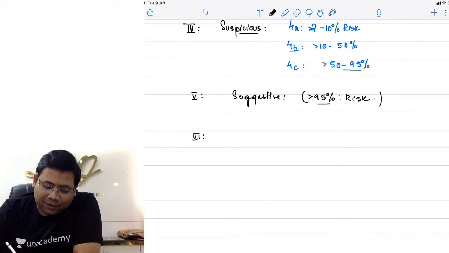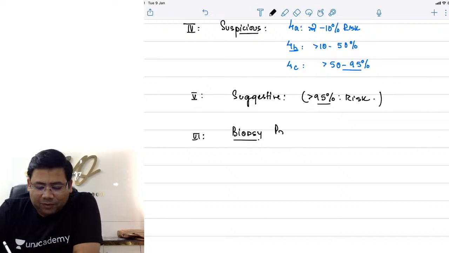So BIRADS 6 is already biopsy proven. Biopsy proven.